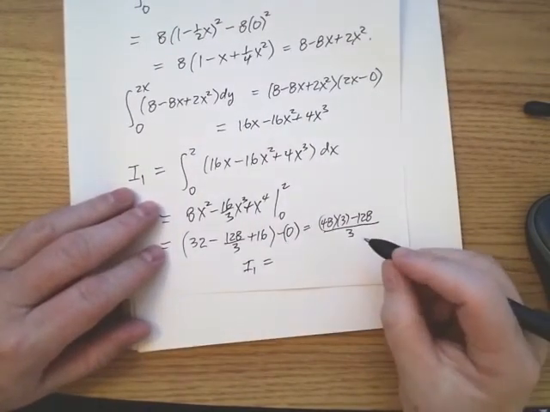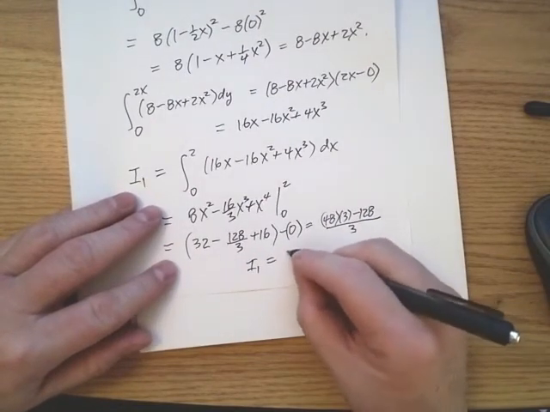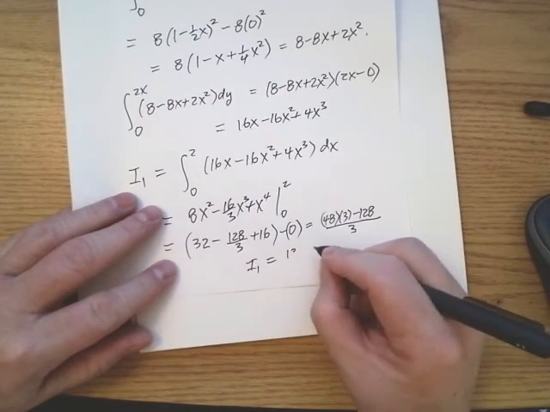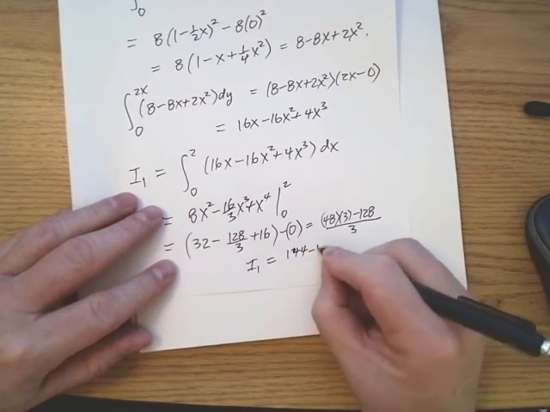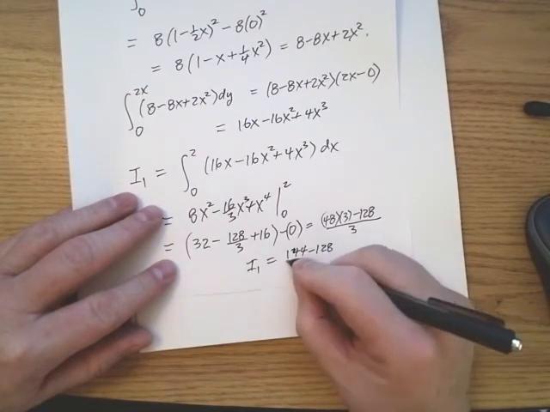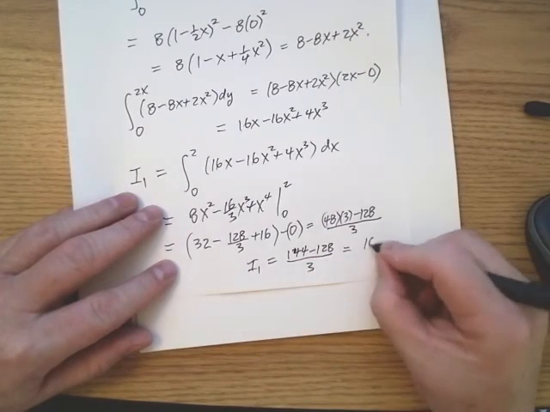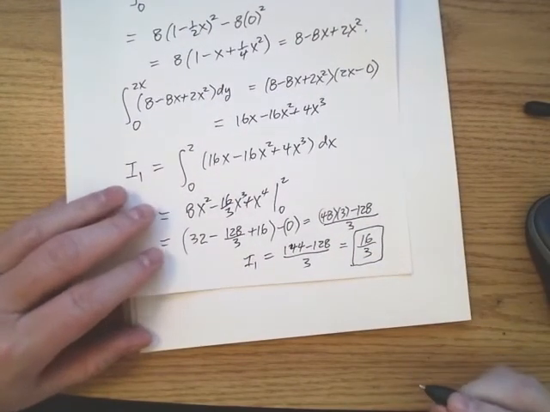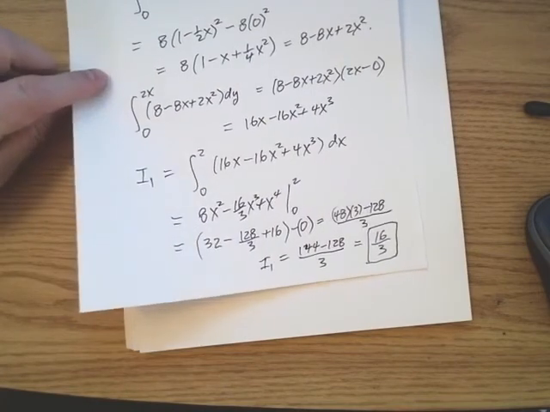Let's see, what's 3 times 48 minus 128? Let's see, 3 times 8 is 24. That's 144, isn't it? Minus 128 over 3 is that 16? 16/3. Okay. I'll box in that answer, even though that isn't my final answer for the whole problem, but there's I1. Okay. What about I2?